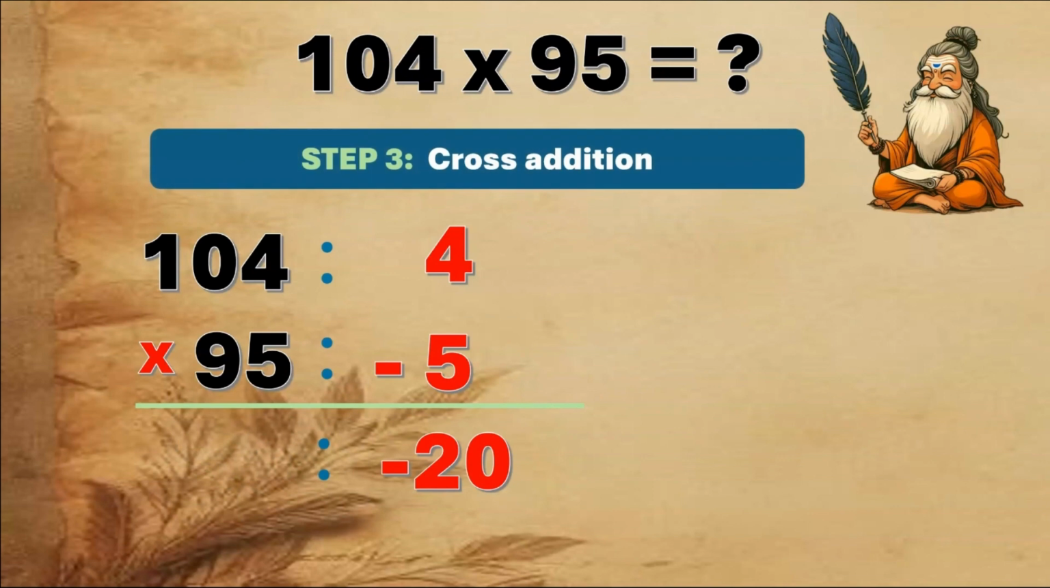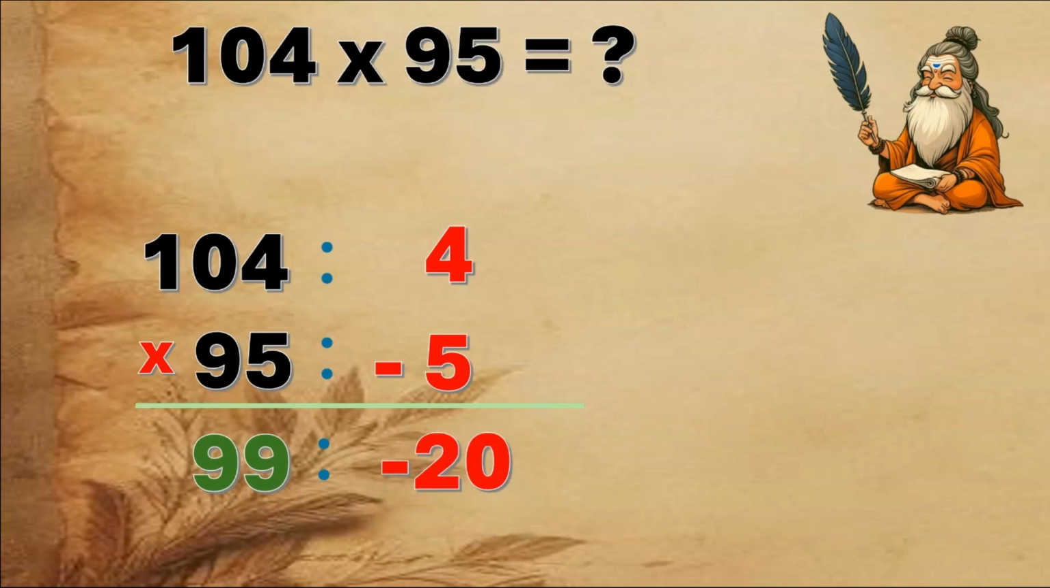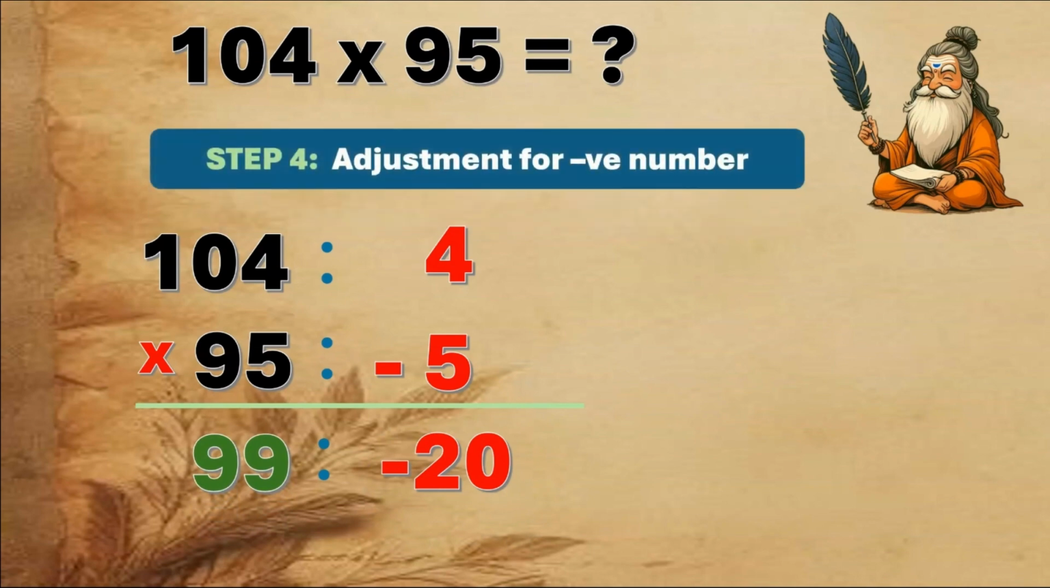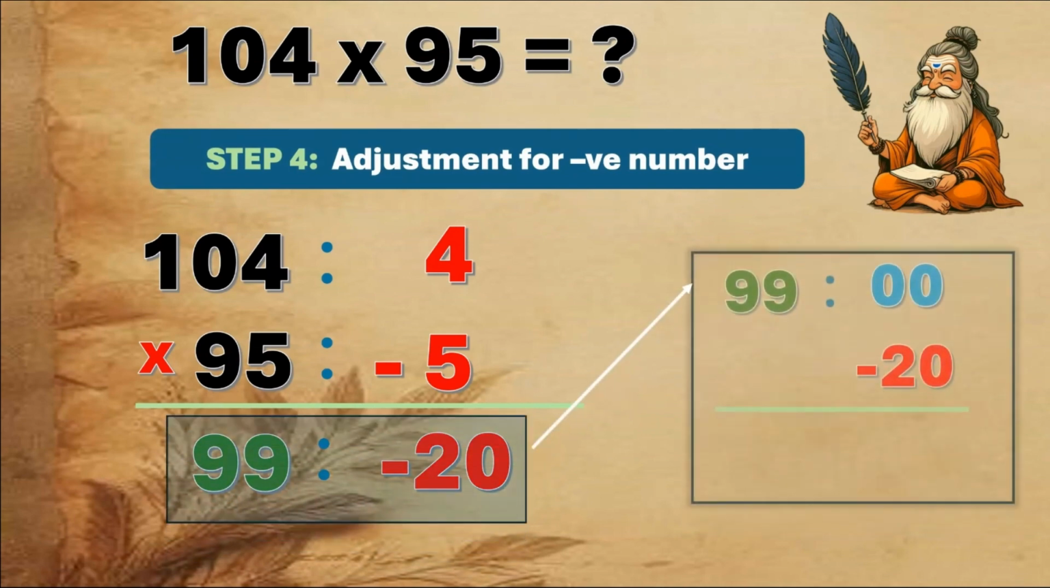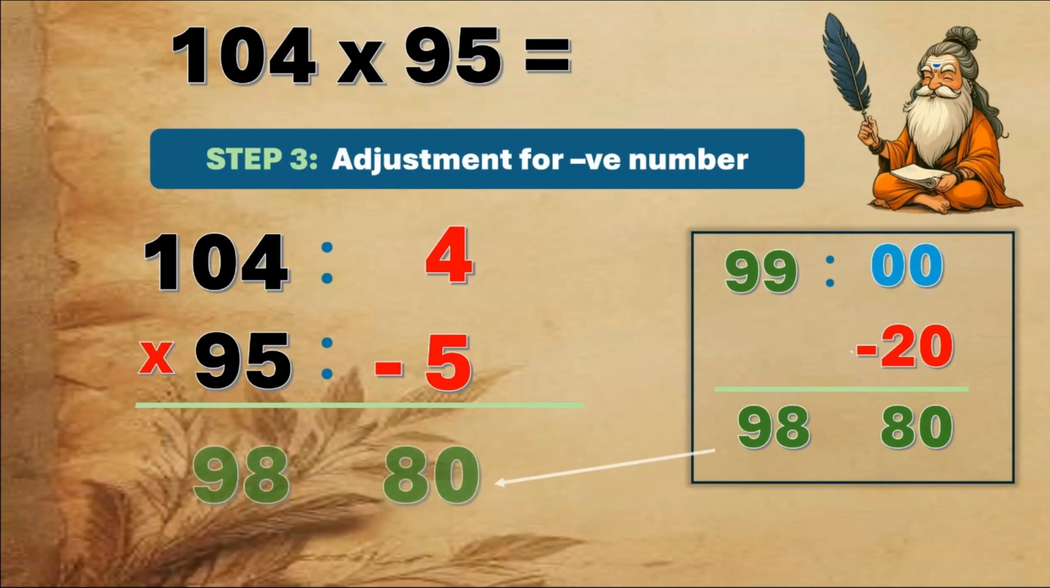Step 3. Cross addition. 104 plus minus 5 is equal to 99, or 95 plus 4 is equal to 99. Oh, what do we do about minus 20? Step 4. Adjustment for negative number. As the base number is 100, we convert 99 to 9900. We subtract 20 from 9900. Therefore, the answer is 9880.